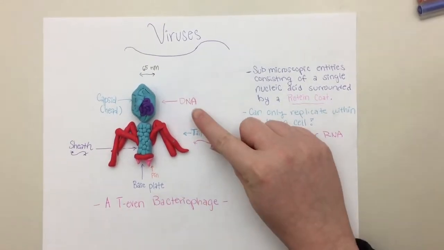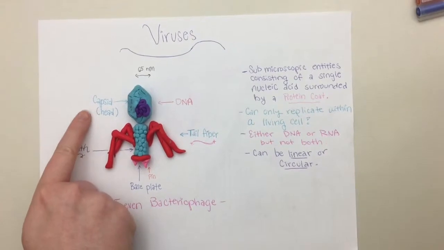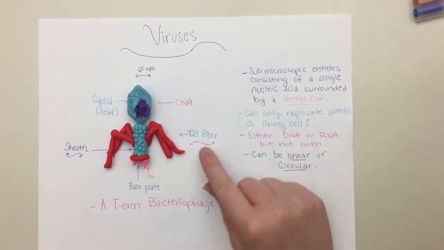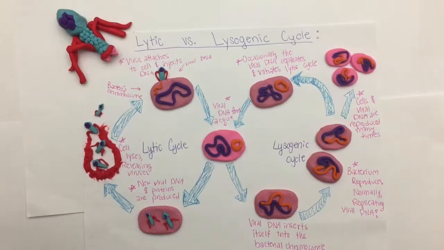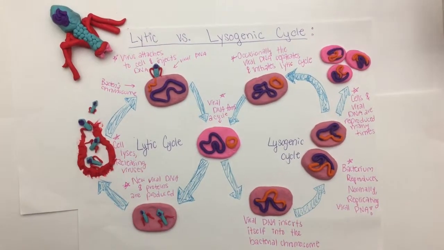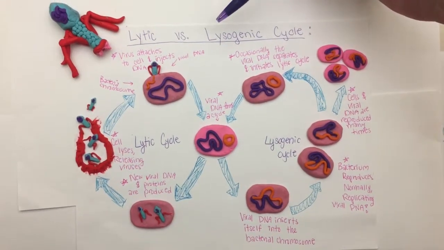So looking at the virus, the purple is DNA or RNA, there's the capsid or the head, there's the tail fibers, there's the base pin, which is in the red, and then the sheath. Once the virus injects itself into the cell, it can either go through the lytic or the lysogenic cycle.